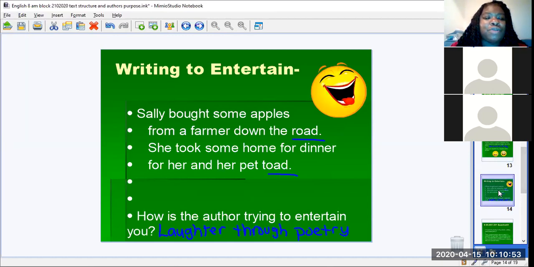Sally brought some apples from a farmer down the road. She took some home for dinner for her and her pet toad.